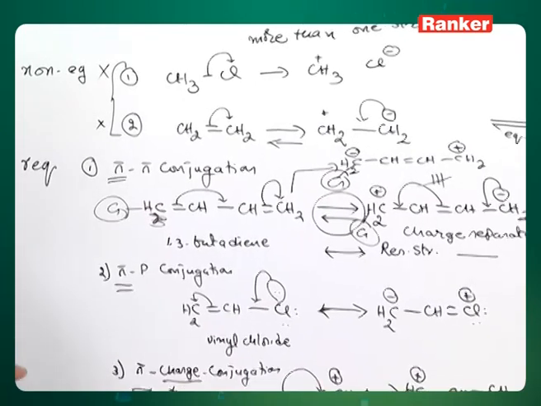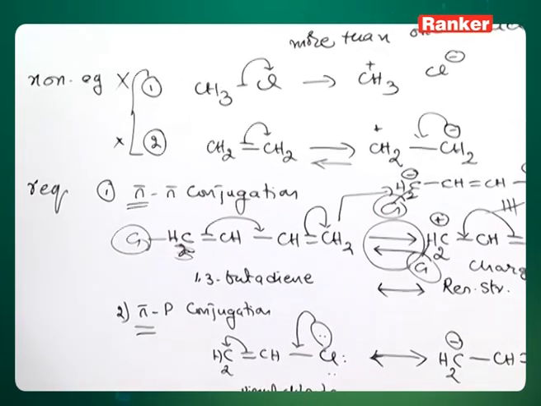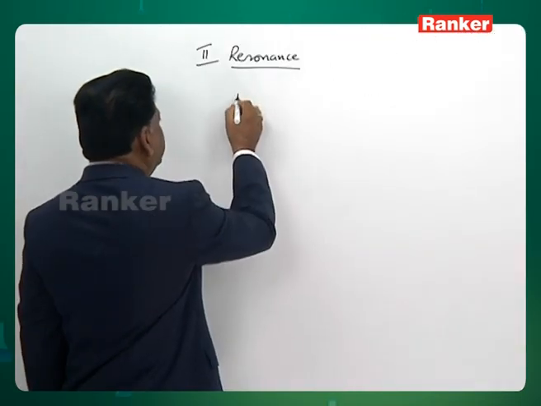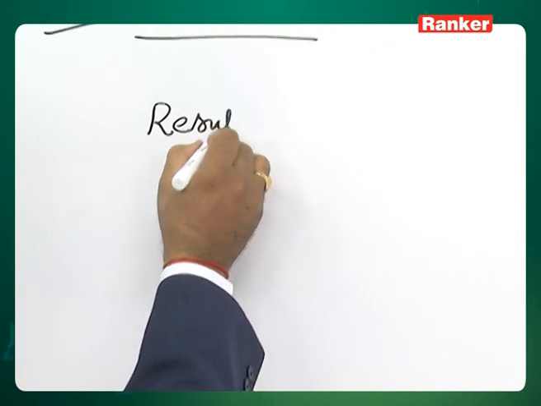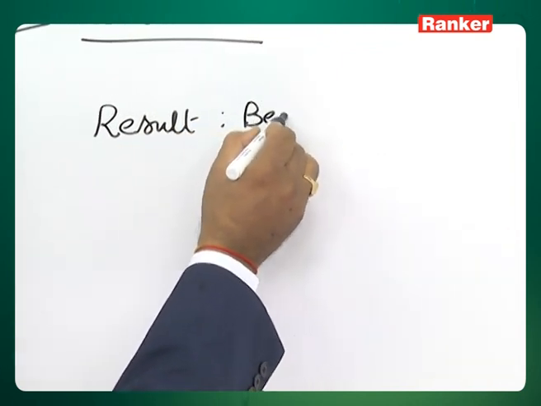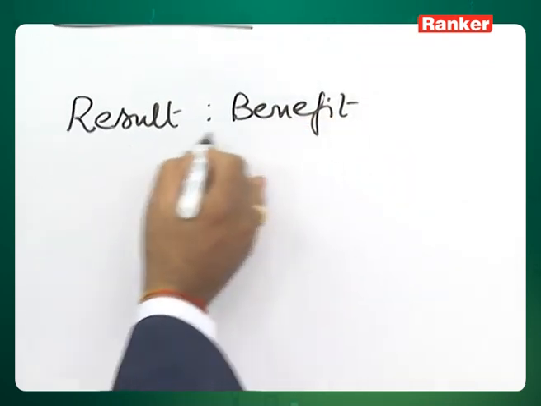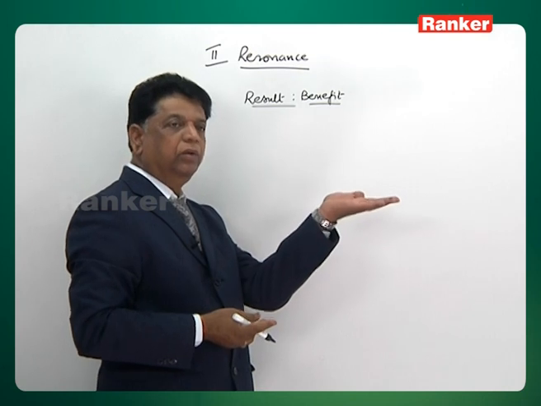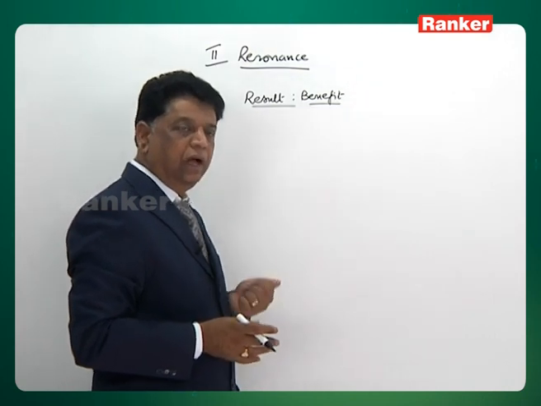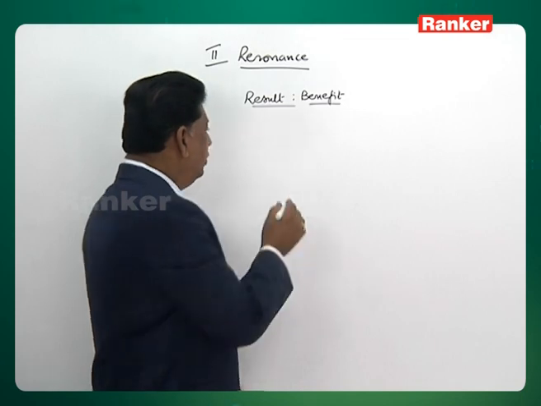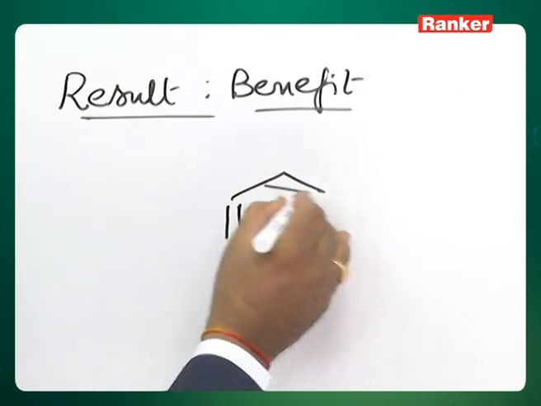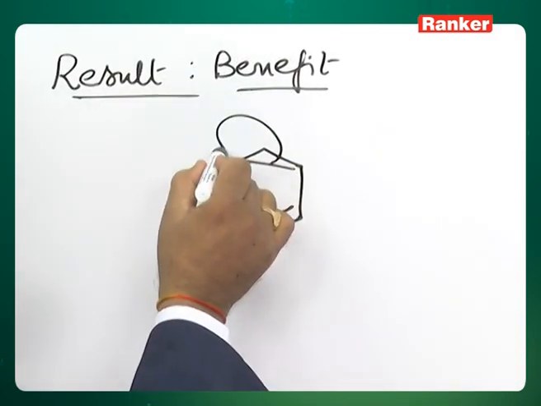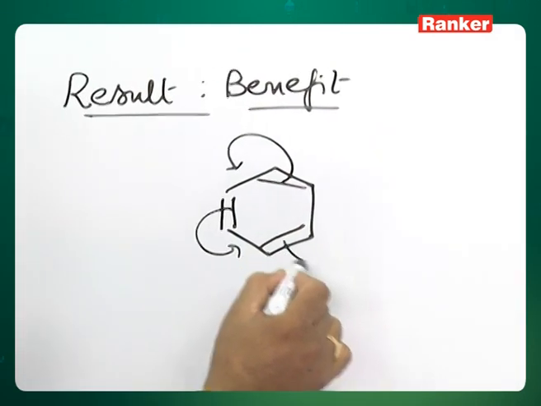Now let us go to another aspect. What is the result of the resonance? Let us take another aspect: the result or benefit of this resonance. What is the outcome or the benefit of this resonance? Whenever resonance comes, the molecule's potential energy decreases. How does it decrease? Let us take another example, benzene. What happened? This double bond comes here, this double bond comes here, this double bond comes here.